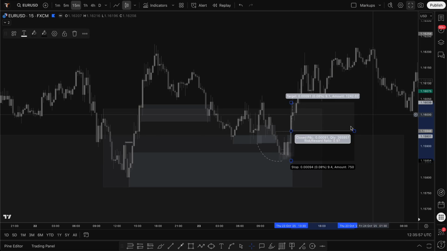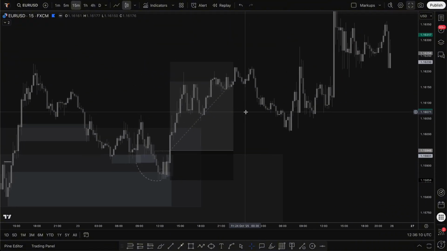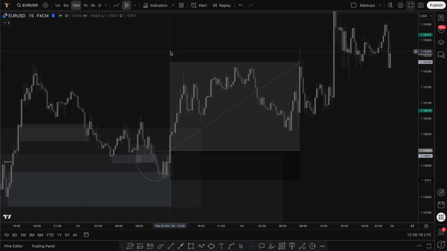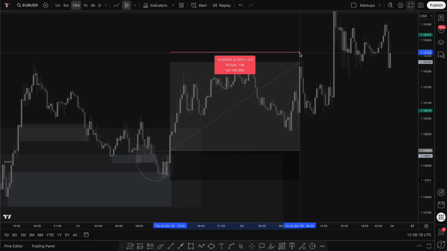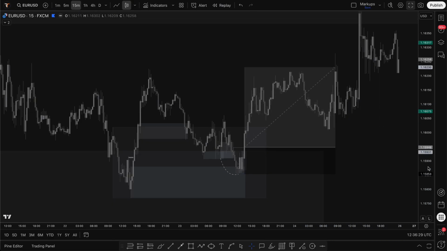Stop loss just at the low and targeting a 1 to 3 right there, and you'll see that it actually hits over here. So how long is that? It's just under a day, so not a bad trade at all. And this is a simple set and forget strategy that you can use.